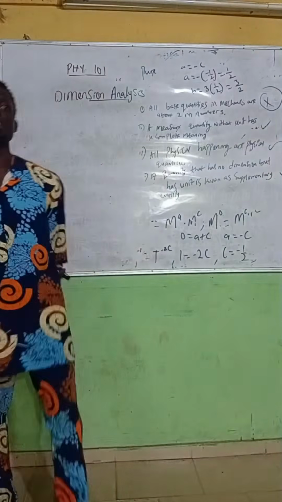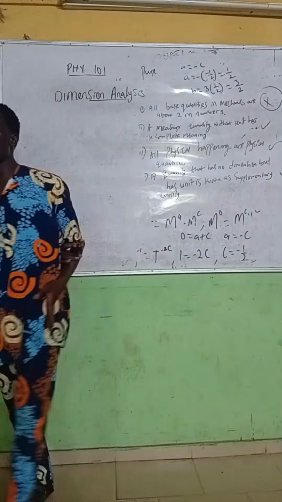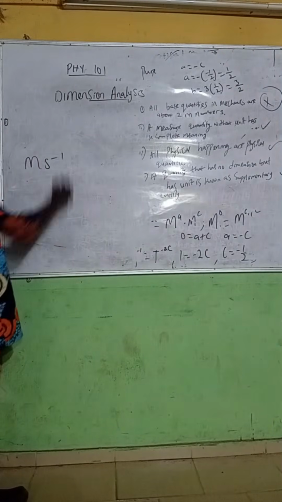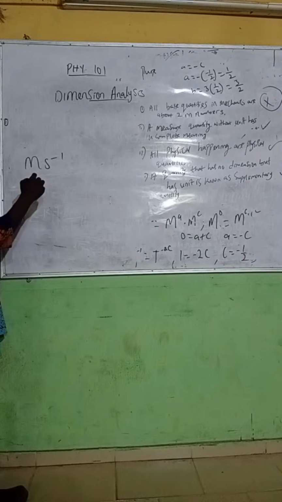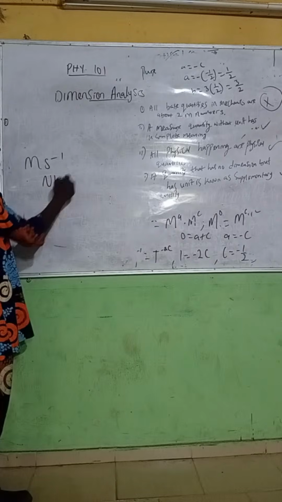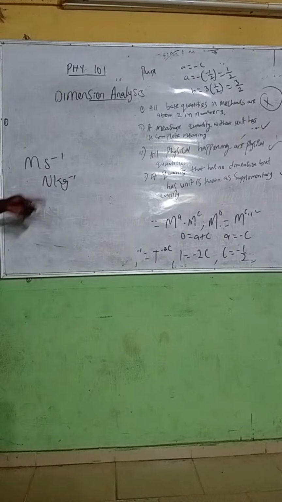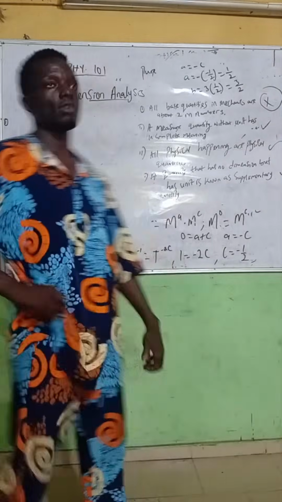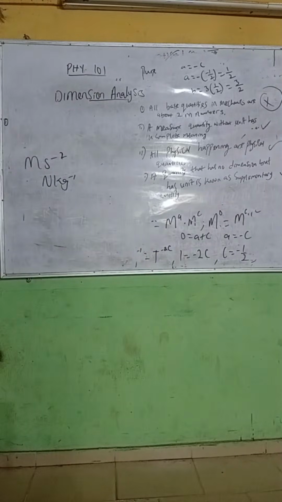The fourth one: regardless of the unit used for a physical quantity, the dimension of the physical quantity will not change. Yes, regardless of the unit, the dimension doesn't change. For instance, acceleration is meter per second square, and it is also Newton per kg. Whether we use this unit or that unit, the dimension still remains the same. So 4 only. Is that the answer? Yes, sir.